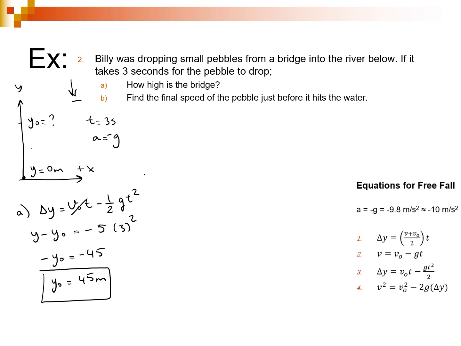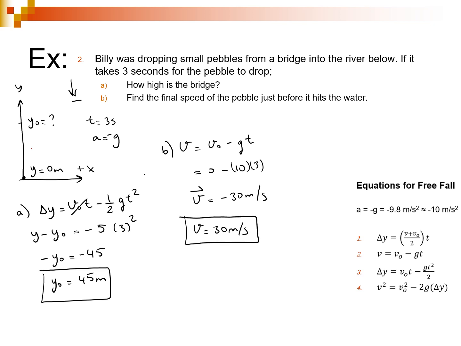Now I need to solve for what is the final speed just before the pebble hits the water. And to do this, I choose equation number 2. V is v original minus gt. So v original is 0, negative 10 times 3 seconds. So velocity is negative 30 meters per second. Now it is asking for final speed. And if this is velocity with direction, then the speed without direction is just 30 meters per second. So there you have it.